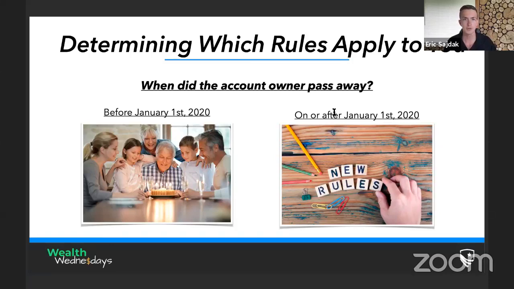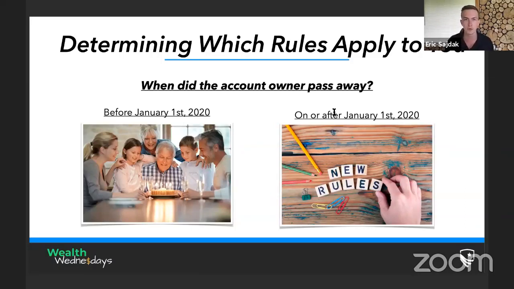So, when did the account owner pass away? If they passed away before January 1st, 2020, you have to comply with the old rules. You should have been complying with the old rules this entire time, because they would have had to pass away more than a year and a half ago. If they passed away after January 1st, 2020, so any future inheritances you receive or inheritances you've received in the last year and a half, you now have to comply with the Secure Act rules. And these are wildly different rules.